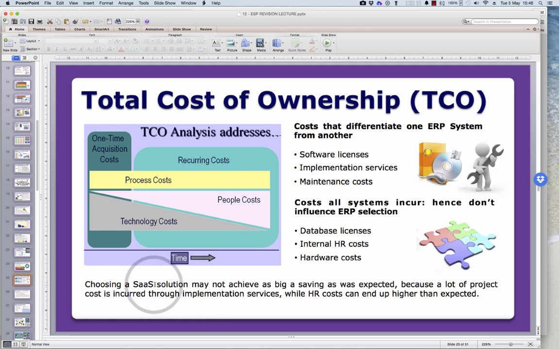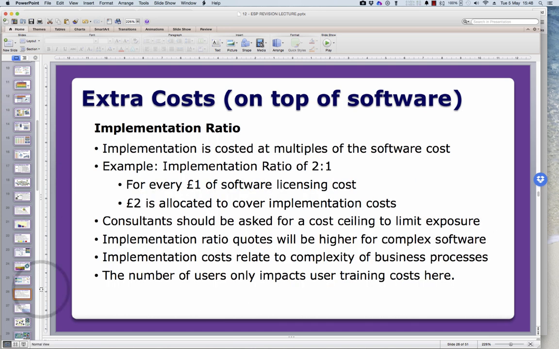Choosing a software as a service solution may not achieve as big a saving as was expected. Quite often this is found because you end up having higher HR costs than you were expecting, because you were expecting to outsource some of those people, but in the end you find you're redeploying them to do other things. So you don't necessarily have that big impact in HR, although you can have.